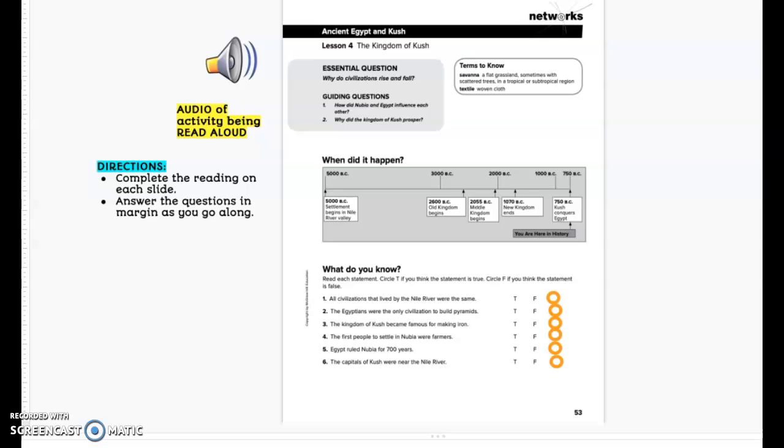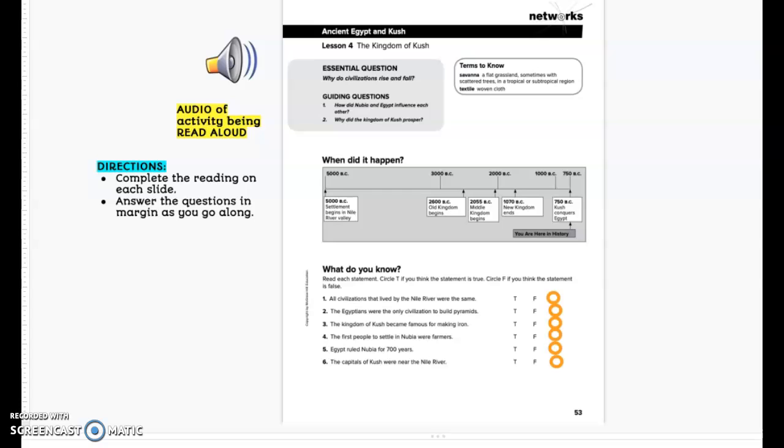When did it happen? 5000 BC. Settlement begins in the Nile River Valley. 2600 BC. Old Kingdom begins. 2055 BC. Middle Kingdom begins. 1070 BC. The New Kingdom ends. And in 750 BC, Kush conquers Egypt, which is where we are in history.